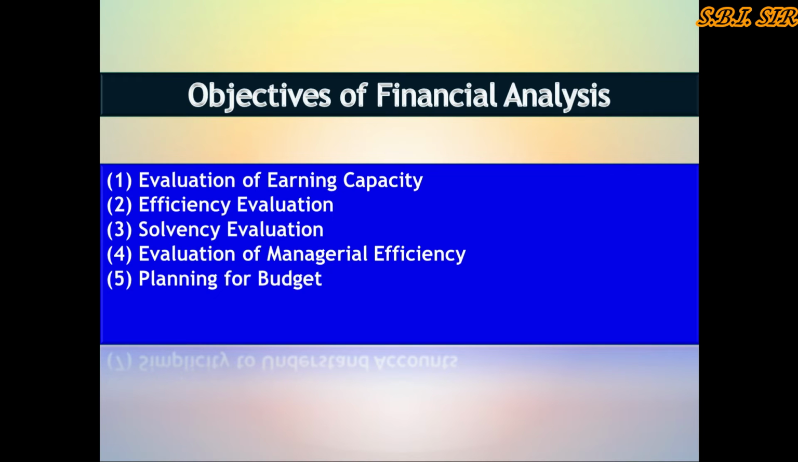Fifth, planning for budget. Budget means the quantitative or statistical planning of future objectives in the present. What will be the future sales, how much purchase is required, how much will be the production, how much cash will be required, what will be the revenue expenses, what will be the capital expenses, etc. are estimated. Analysis of financial statements is useful to make the process of budgeting effective.